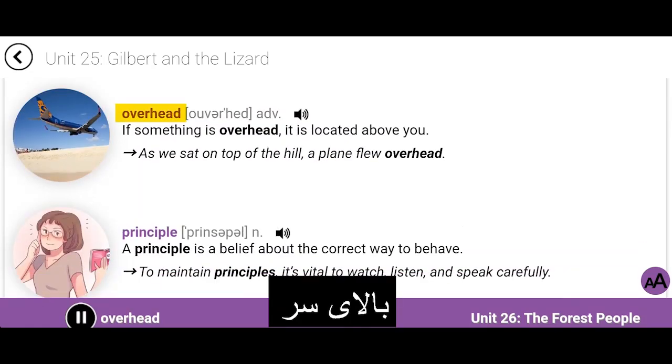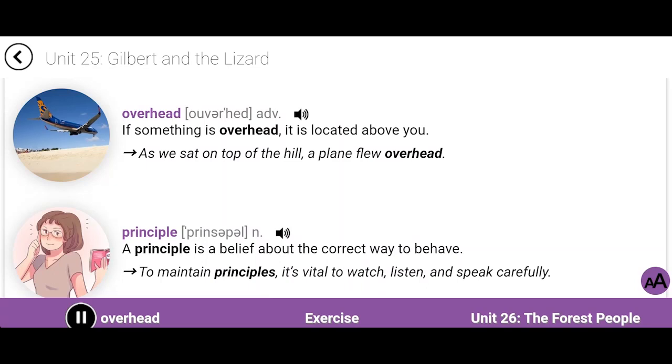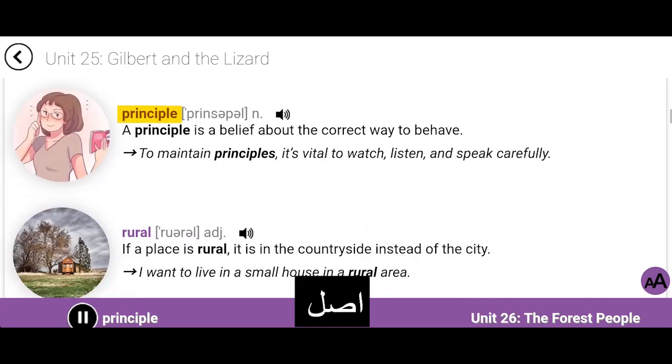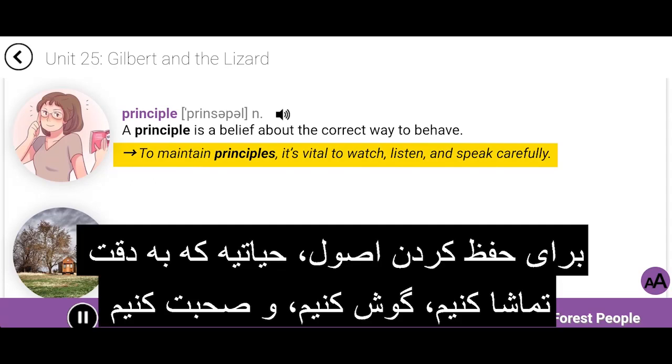Overhead. If something is overhead, it is located above you. As we sat on top of the hill, a plane flew overhead. Principle. A principle is a belief about the correct way to behave. To maintain principles, it's vital to watch, listen, and speak carefully.